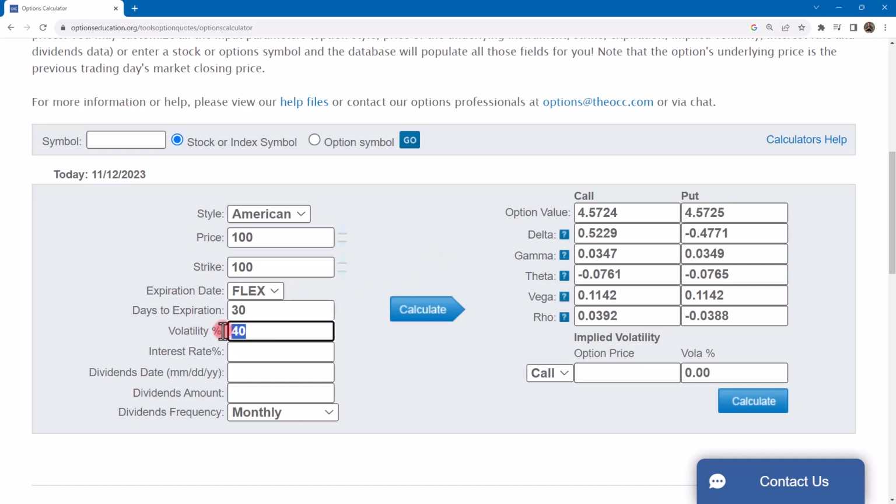Well, what if we go back to 20% volatility, but give it 4 times the amount of time? Let's give it 120 days to expiration, and look at that. It's also going to cost you $457. So you're not really getting anything for free.